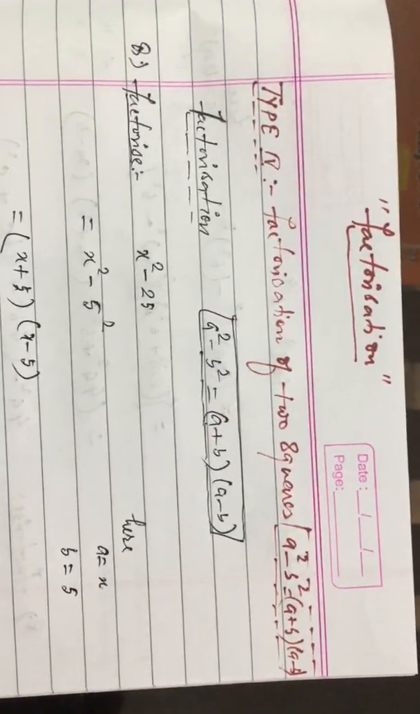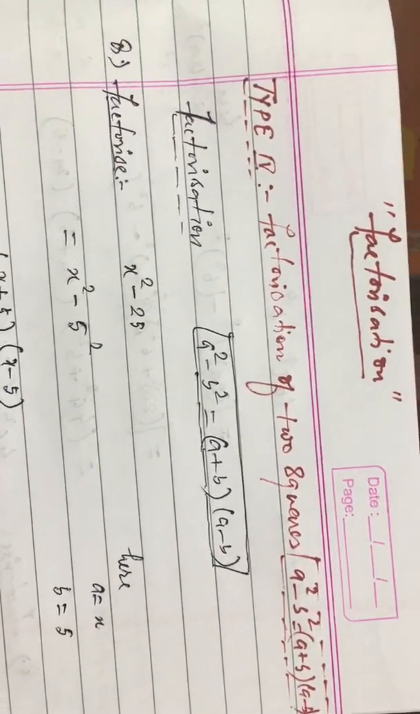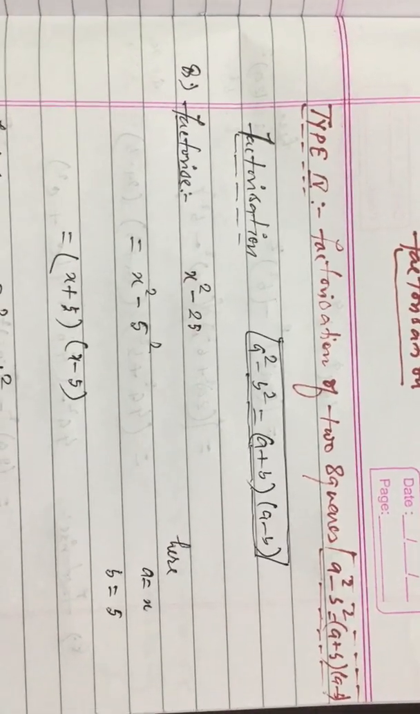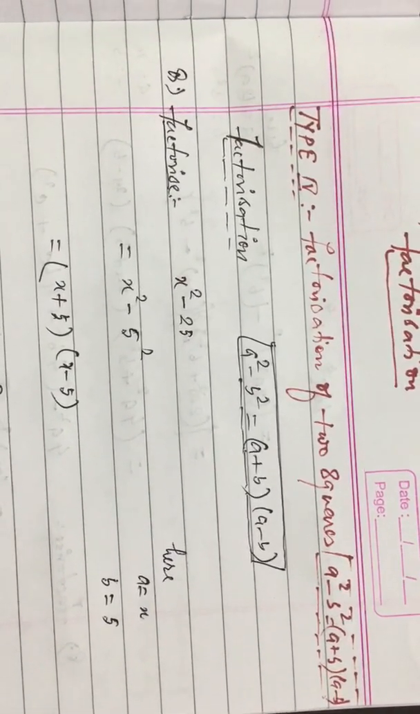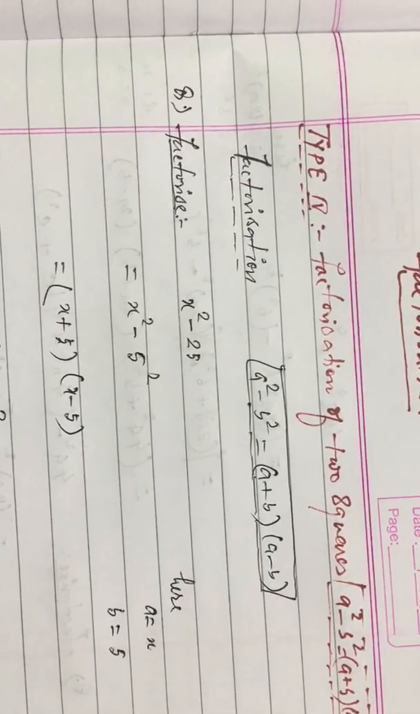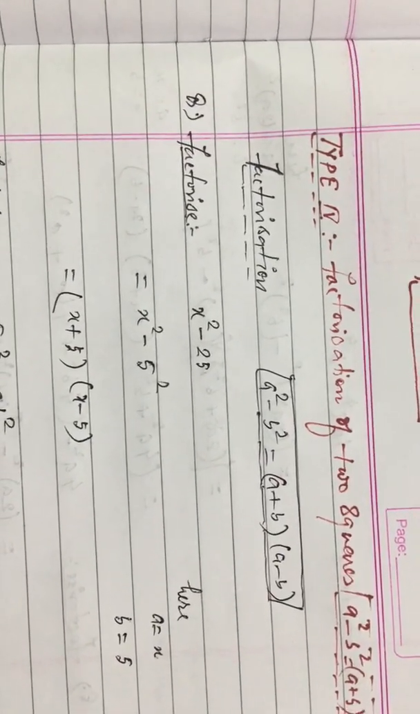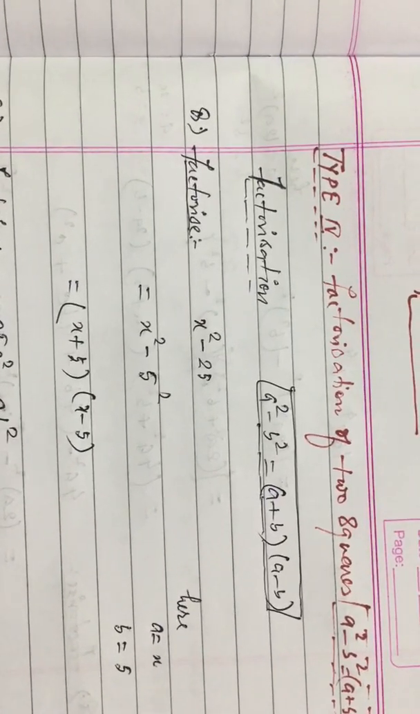Now you can see on the screen, I think all of you are familiar with this formula, that is a square minus b square. So today we have to see the problems based on a square minus b square, which is equal to a plus b and a minus b. Let us start from a very simple problem.